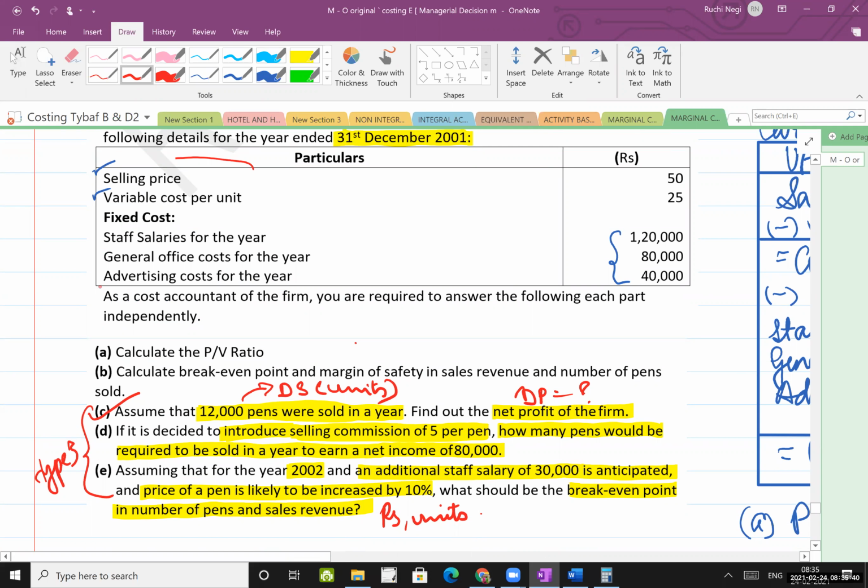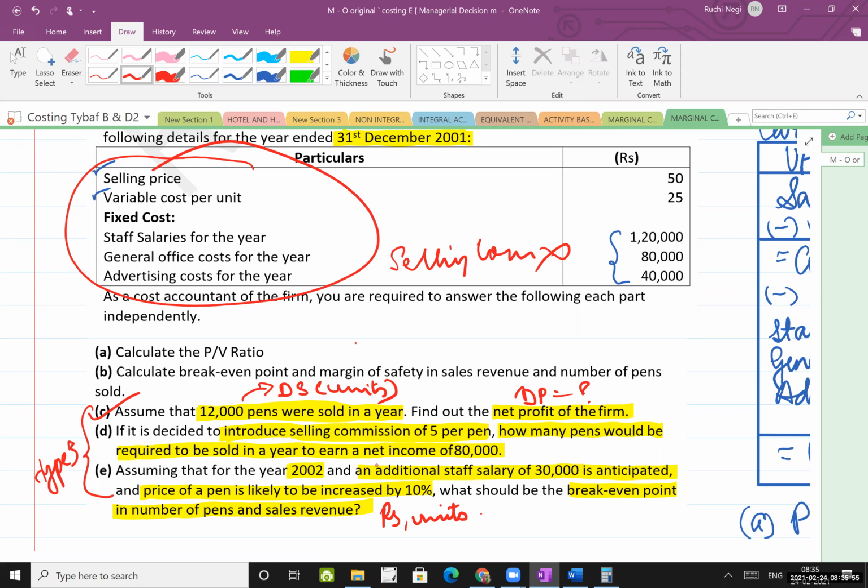See, if you look into this question, तुम्हें कहीं भी सेलिंग कमीशन करके cost नहीं दिया है. There is no information. So they are saying in future there will be a new cost known as selling commission cost of rupees 5 per pen. So when I'm saying this means it's a variable cost. मेरा वेरिएबल कॉस्ट कितना है अभी करंटली 25. उस पर 5 रुपये बढ़ा दो कितना हो जाएगा 30. Are you guys understanding this? Is this clear?